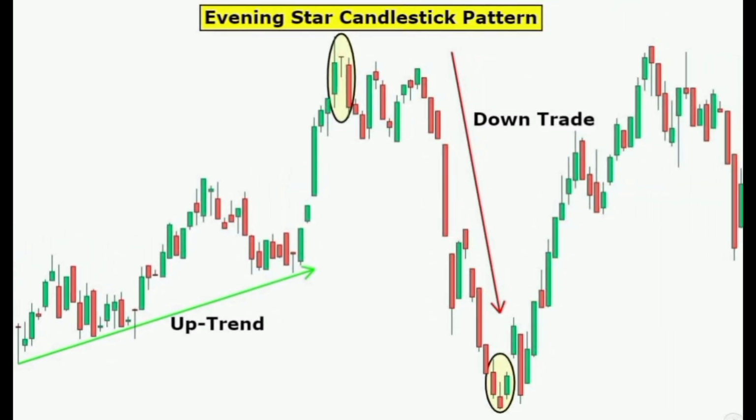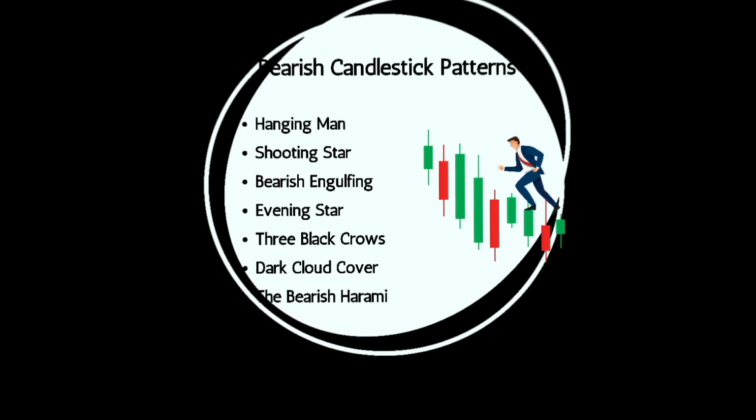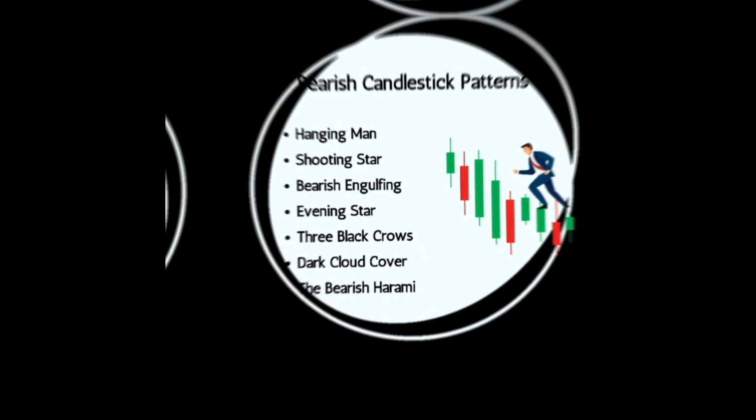Today, we're diving into something powerful: candlestick patterns. These are reliable and easy-to-spot patterns that can help you enter trades at the perfect moment.